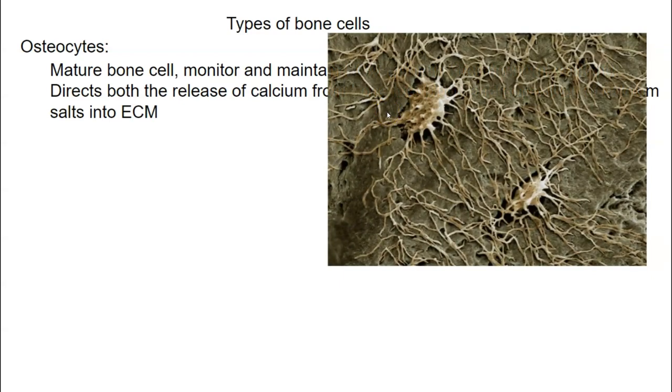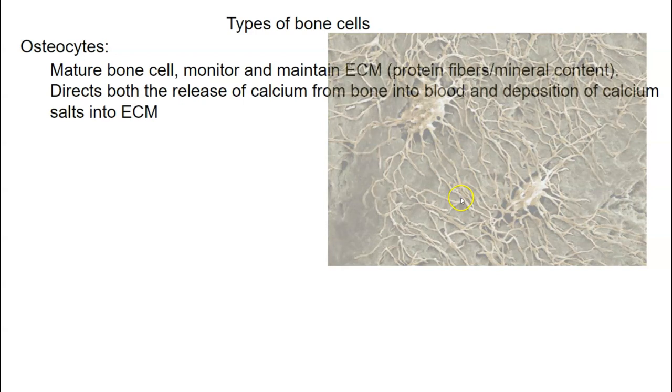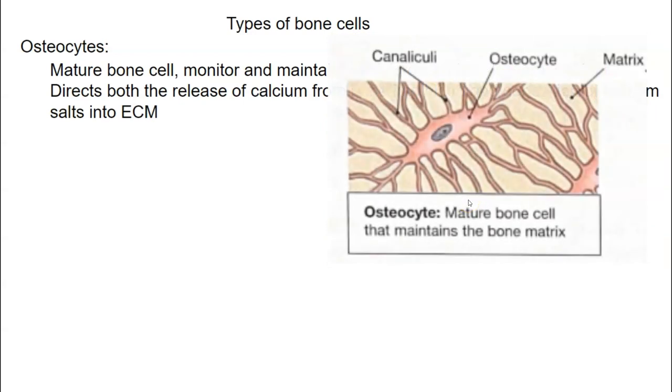Here's a great picture of some osteocytes. Notice here's the cell body, and it has all these cytoplasmic extensions, which we'll call canaliculi in the next slide. Here's a cartoon drawing of it. Here's the osteocytes. Here are these extensions called canaliculi. And then those canaliculi perforate through the bone matrix, or through the crystals and the collagen fibers.